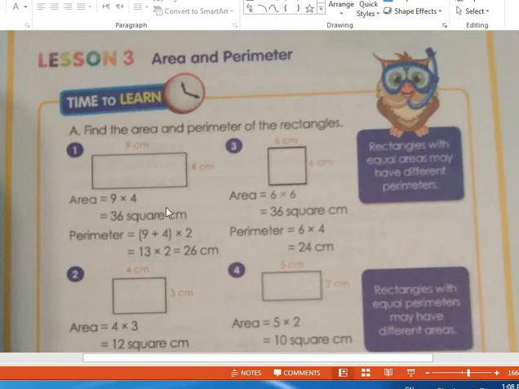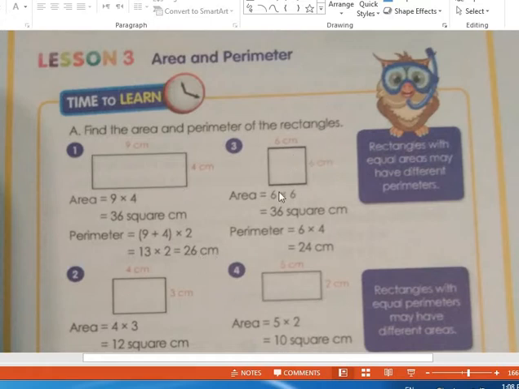The perimeter is the sum of all outside lengths. So 9 plus 4, all times 2. Length plus width, all times 2, or I can say 9 plus 4 plus 9 plus 4. So the answer will be 26 centimeters.